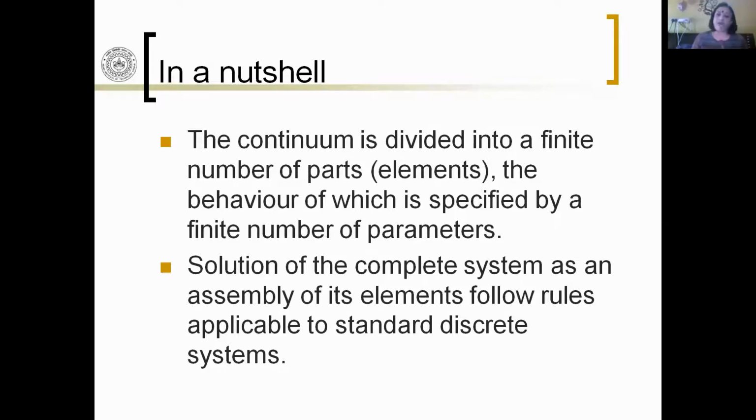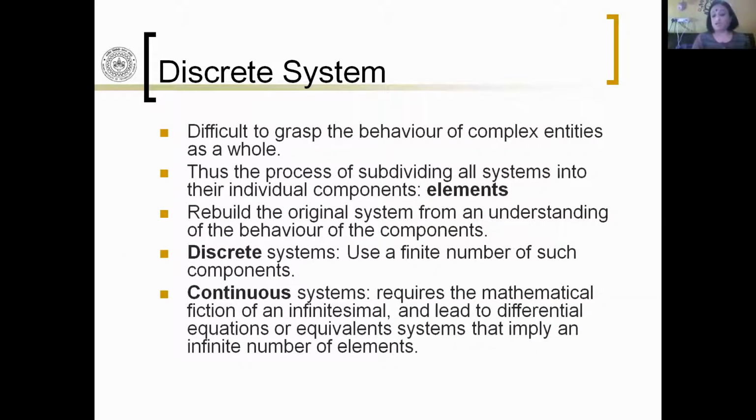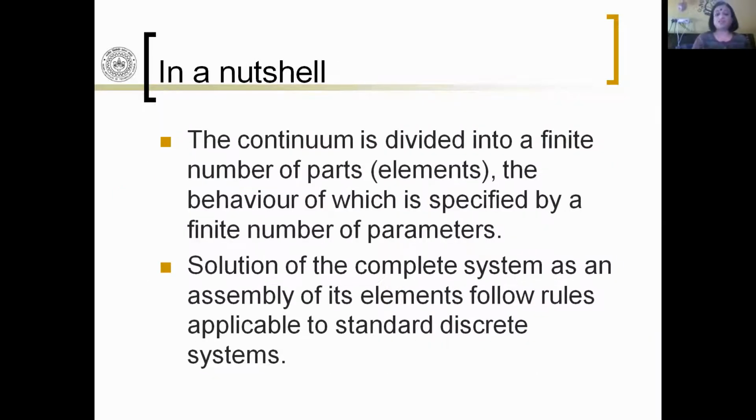So to go back to my analogy, you will have to know how the tail behaves, how the trunk behaves, how the tusk behaves, how the ear behaves. I've forgotten what the other parts are. Then you can't put the tail at the front and the tusk at the back. You will have to know how to put them in their right positions. So the rules which are applicable to standard discrete systems tell you how to assemble the parts. And once you have assembled the parts properly, at that time, you would be able to obtain the solution of the complete system.